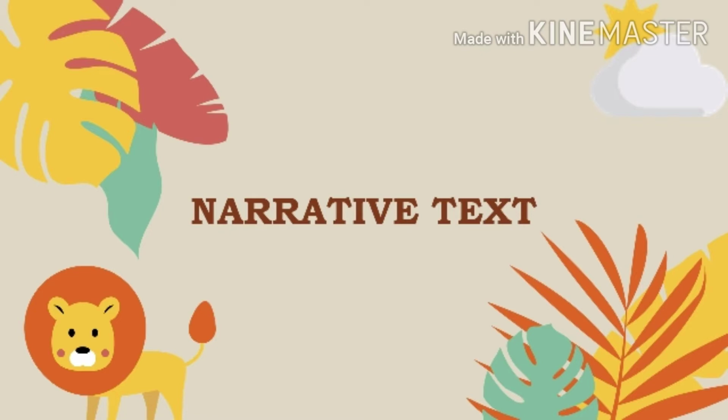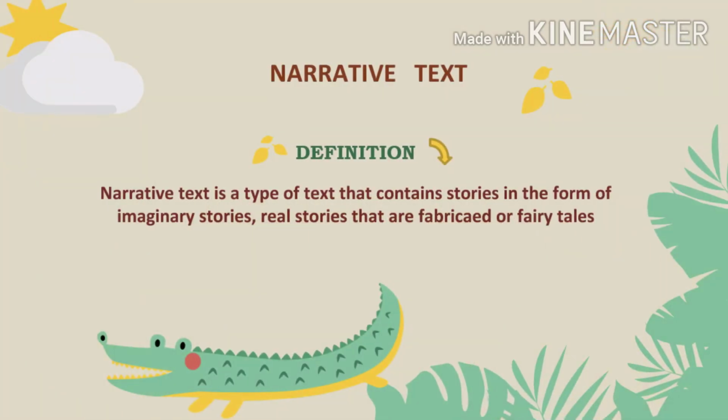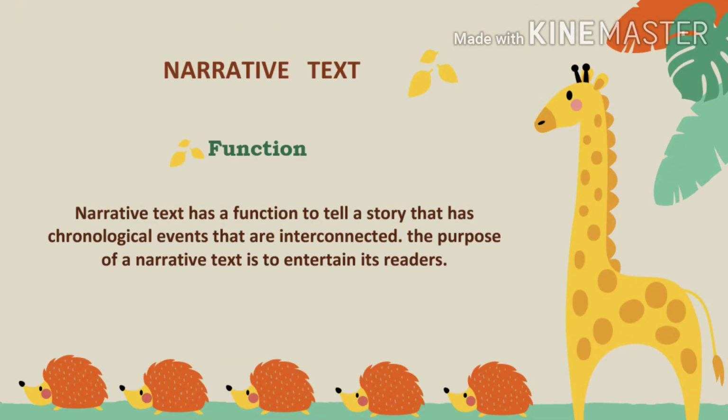So, what is narrative text? Narrative text is a type of text that contains stories in the form of imaginary stories, real stories that are fabricated, or fairy tales. Narrative text has a function to tell a story that has chronological events that are interconnected. The purpose of a narrative text is to entertain its readers.